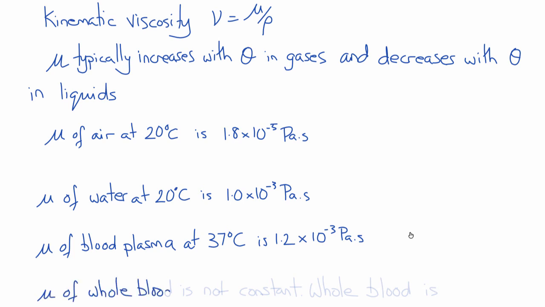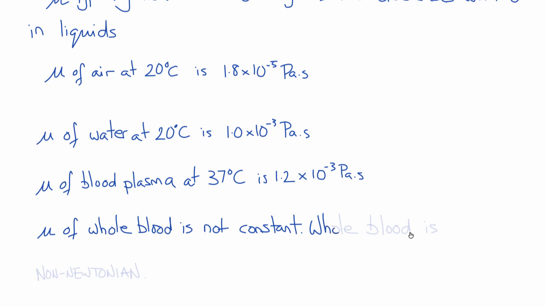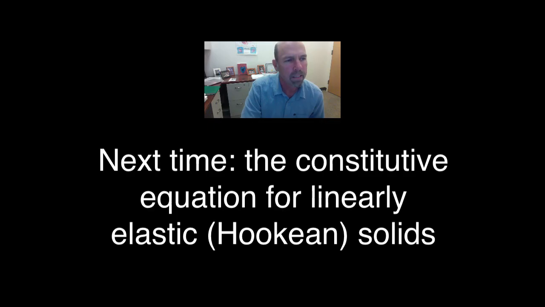But the viscosity of whole blood is not a constant. Unlike blood plasma, whole blood is a non-Newtonian fluid. The presence of the red blood cells makes whole blood non-linear, and it's sometimes referred to as a shear thinning fluid. So the faster the blood flows, the higher the shear rate, the lower the apparent viscosity. So the viscosity is no longer a constant, it depends on the shear rate. And so a Newtonian viscous fluid is not such a good approximation for whole blood under many conditions. Next we'll go on to introduce the constitutive equations for linear Hookean elastic solids.